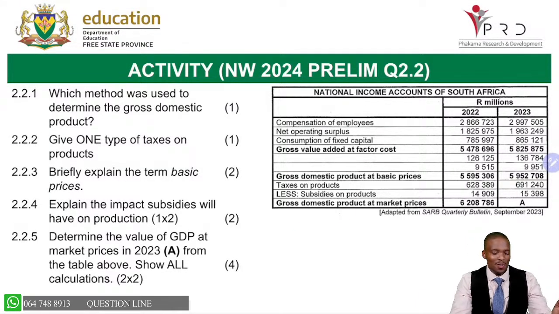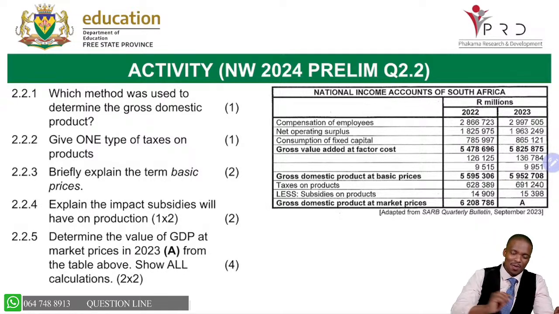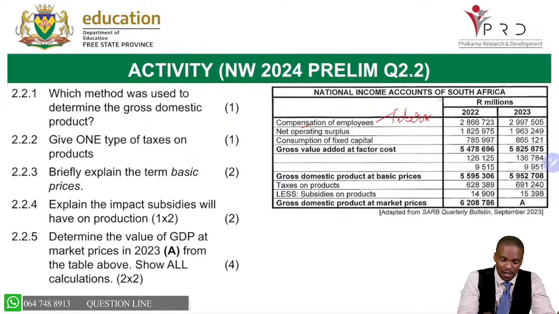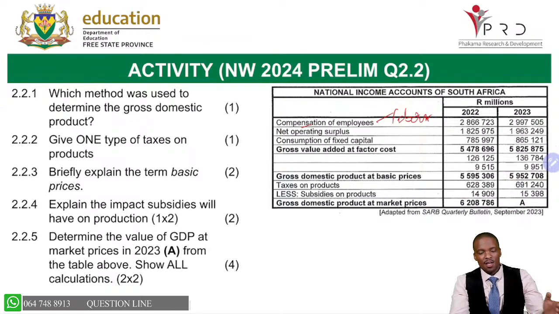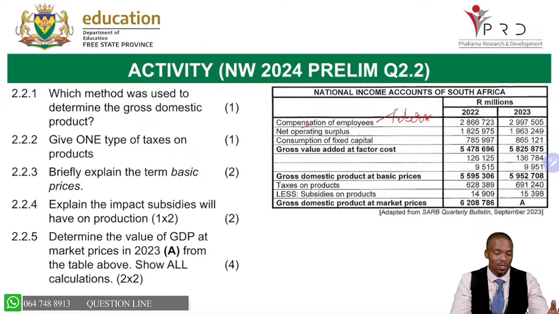Okay, grade 12, so welcome back. Let's just look at this, and then we see there that there's compensation of employees. So this compensation means we have been paid as an employee, and the factor of production there is labor. Then we are looking at 2022 as well as 2023.